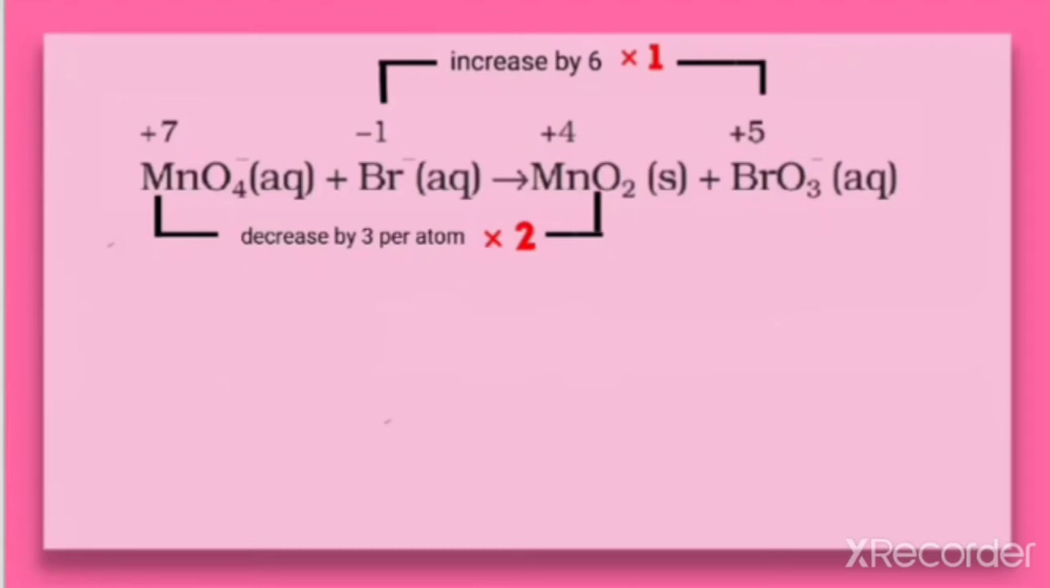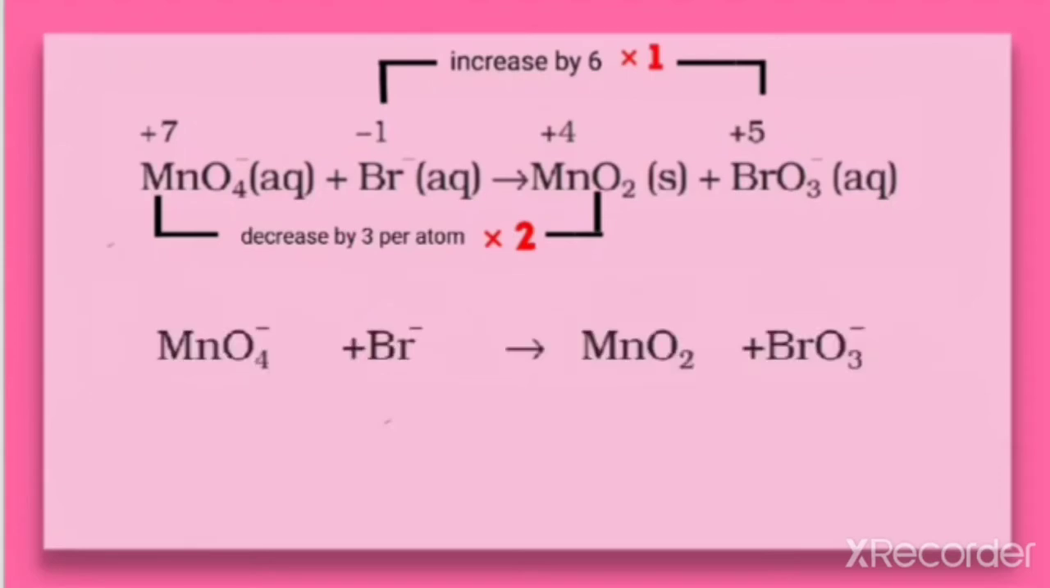Now you can say these numbers are equal: the decrease is 6 because 3 into 2 is 6, and the increase is also 6. That is also a common step which we have already done in the acidic medium. Now write down the equation once again, and the number you multiplied by for equalizing should be taken as the stoichiometric coefficient.